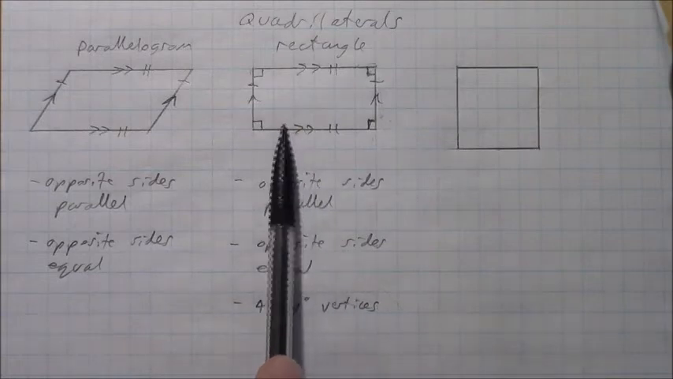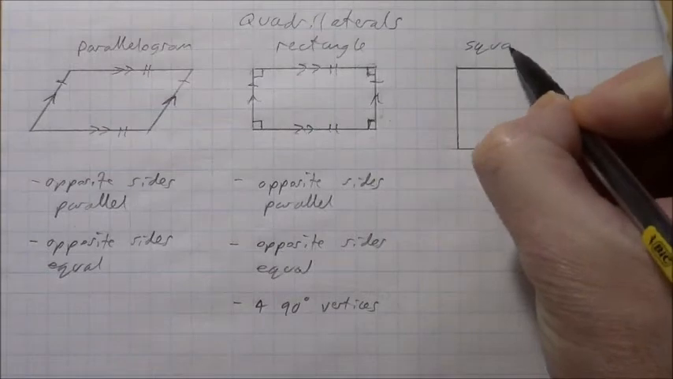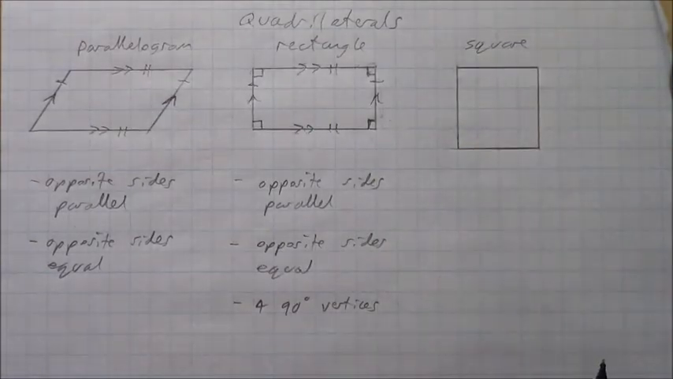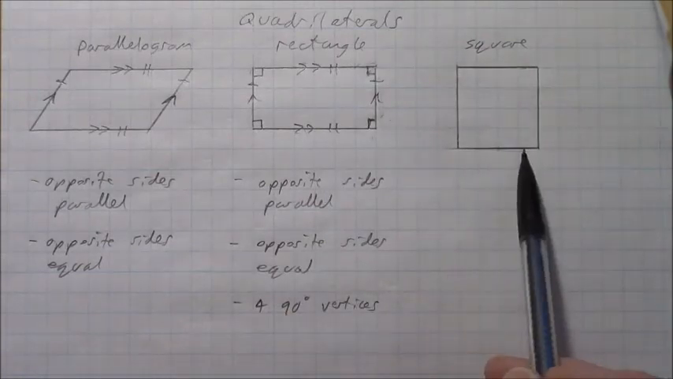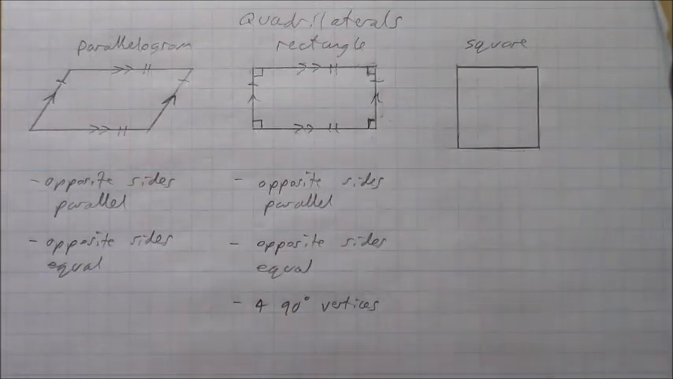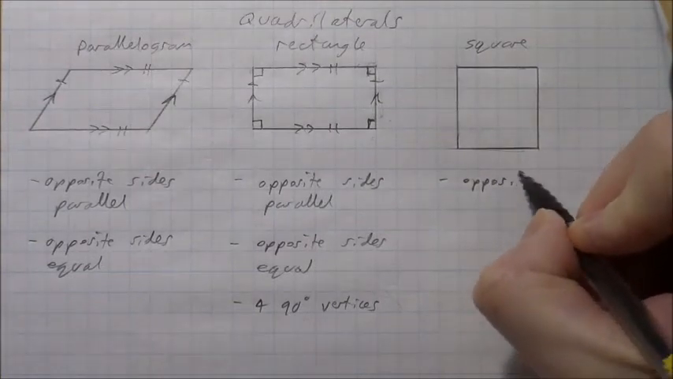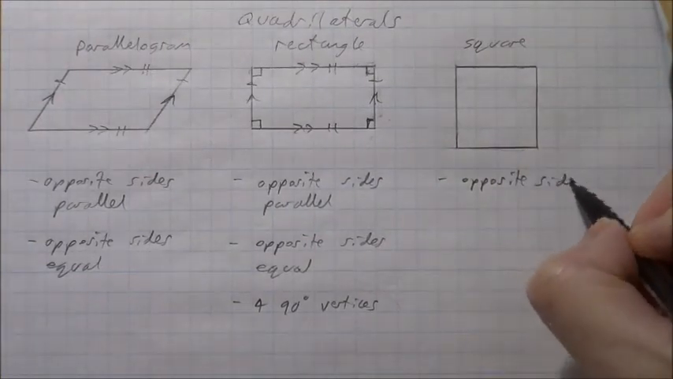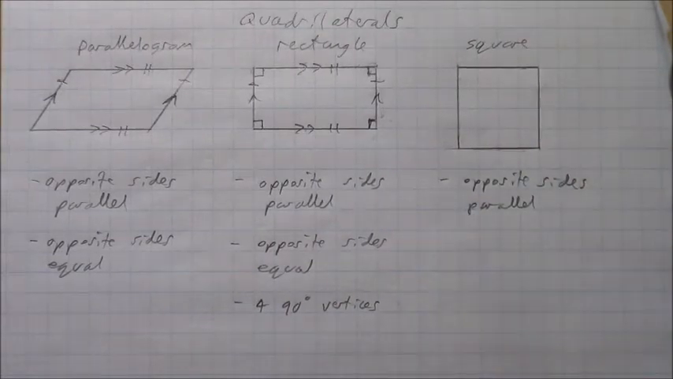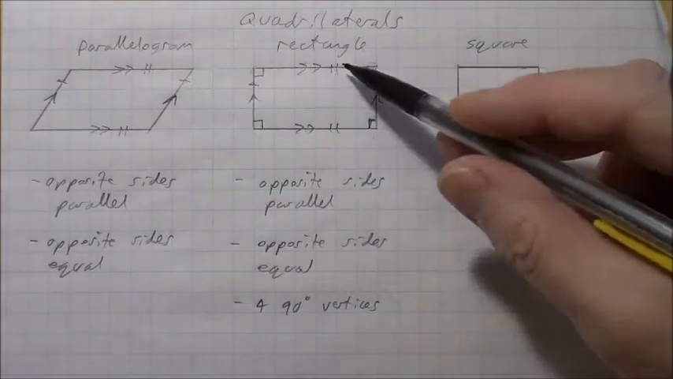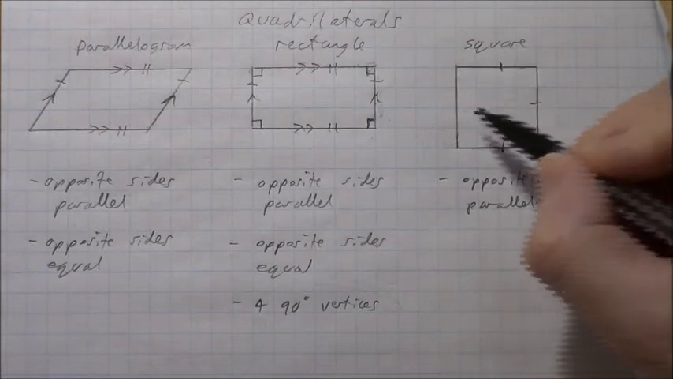Okay, now we'll move on to a square. I won't show the parallel marks this time, but we notice that, again, opposite sides are parallel. Okay, we know they're parallel. And also, we notice that opposite sides are equal.